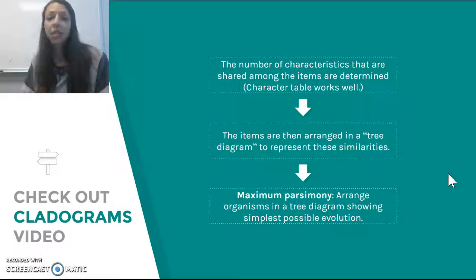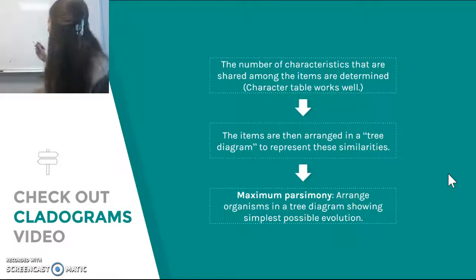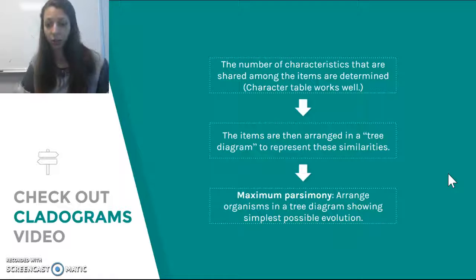But the idea is that we want maximum parsimony. So arranging the organisms in a tree diagram showing the simplest possible evolution. You don't want to have a bunch of traits evolving at different times. Ideally, you would mark that trait down here only evolving once, because the simplest solution is often the most correct one.